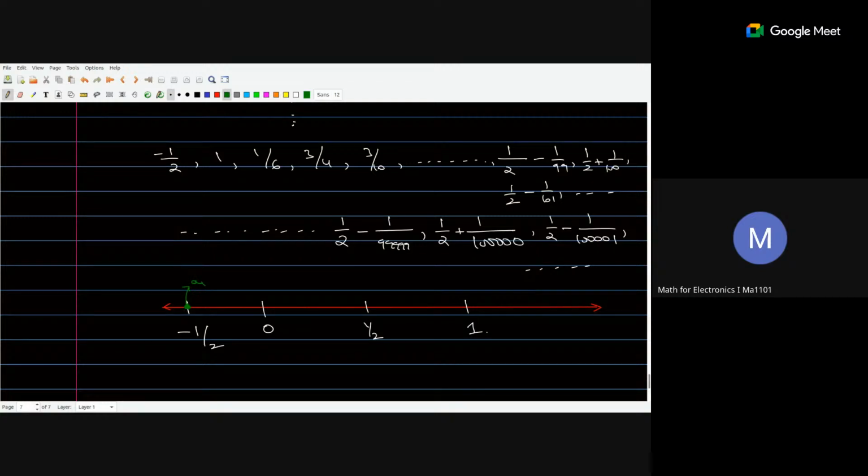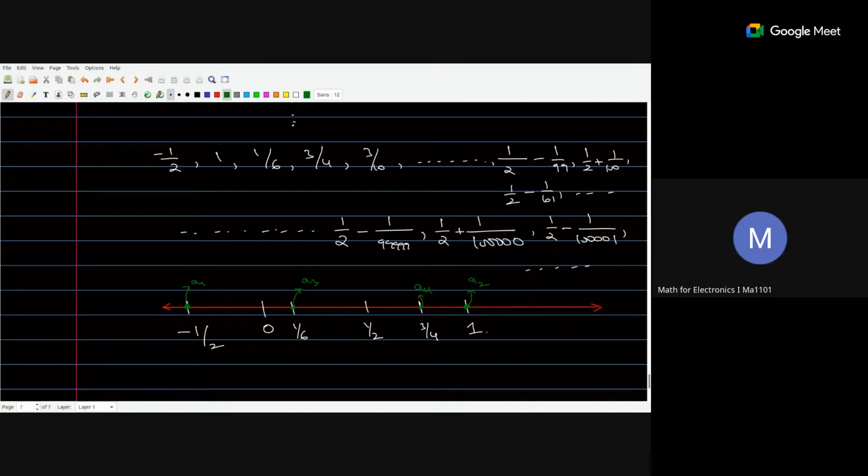Then where is our second term? The second term is here, a2. The third term is 1 by 6. 1 by 6 is somewhere here. Okay, and this is the third term. And where is my fourth term? It is 3 by 4. 3 by 4, somewhere it will be here. And this is a4. Now you see, by looking at 4 terms itself, a1 started here, a2 went here, a3 here, a4 here.